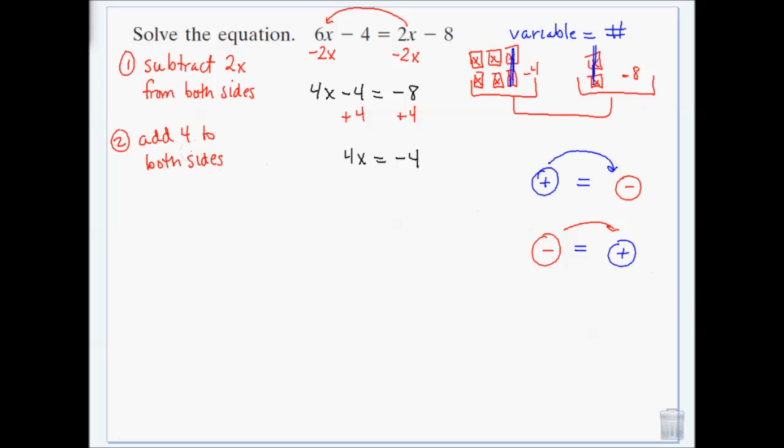Okay, so I've moved all my variables to one side. And now I've undone the addition or subtraction, and then I have to undo the division or multiplication. So my last step is going to be divide both sides by 4.